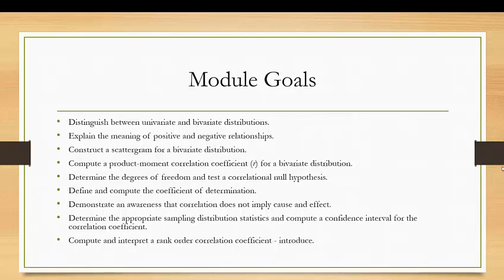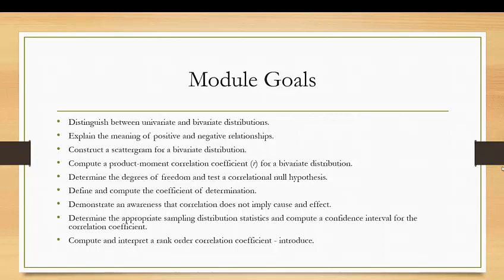Compute the product of moments correlation coefficient rho for a bivariate distribution. We went through the math on how to do that, but you can just do the function in Excel, equals CORREL. Determine the degrees of freedom in a test of correlational null hypothesis. This is the easiest degrees of freedom you will see. Once you compute your correlation coefficient, you just take your n minus 2 to see if it's significant at the 0.05 or 0.1 level.